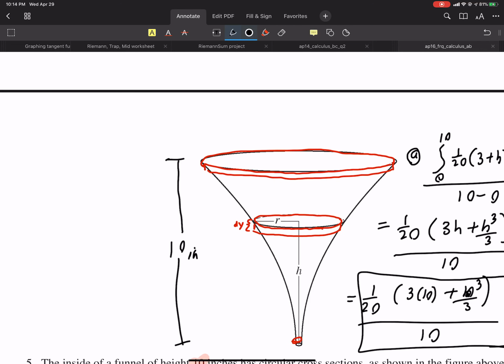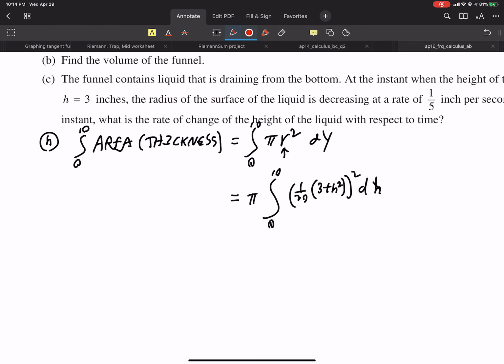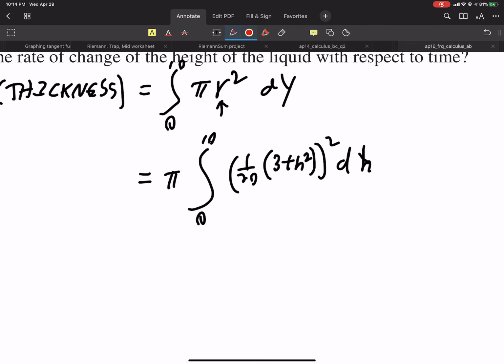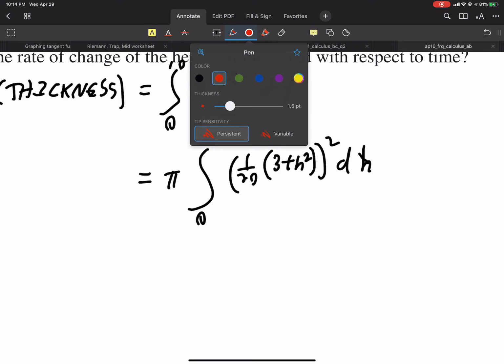So vertically, it's not a y. Up and down is h in this problem. So sorry. That's a dh. So the thickness is a dh. That's why we have dh. So let's do some more stuff.